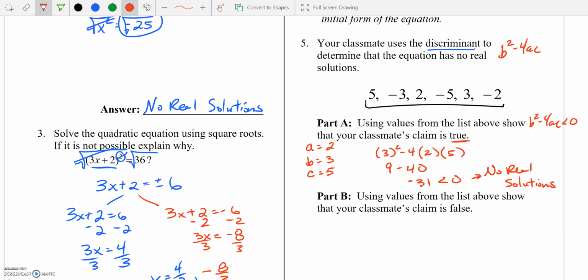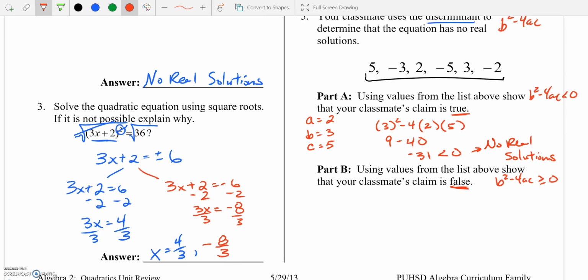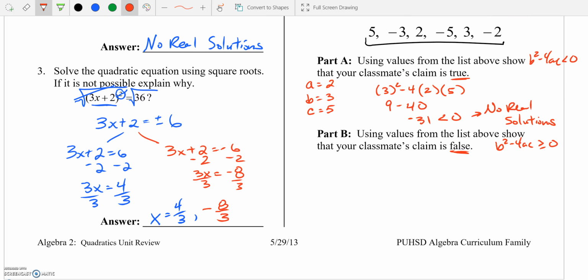Okay? To make his claim false, all we need to do is show that the discriminant is greater than or equal to 0. So we need to show that there's at least one solution. Looking at those same values that we have, 5, -3, 2, -5, 3, and -2, this time again I'm just picking some values for a, b, and c. If we think about this, we want this b to be the largest value, so it's squared, so that when we take stuff away from it, it's not going to be that big of a deal.